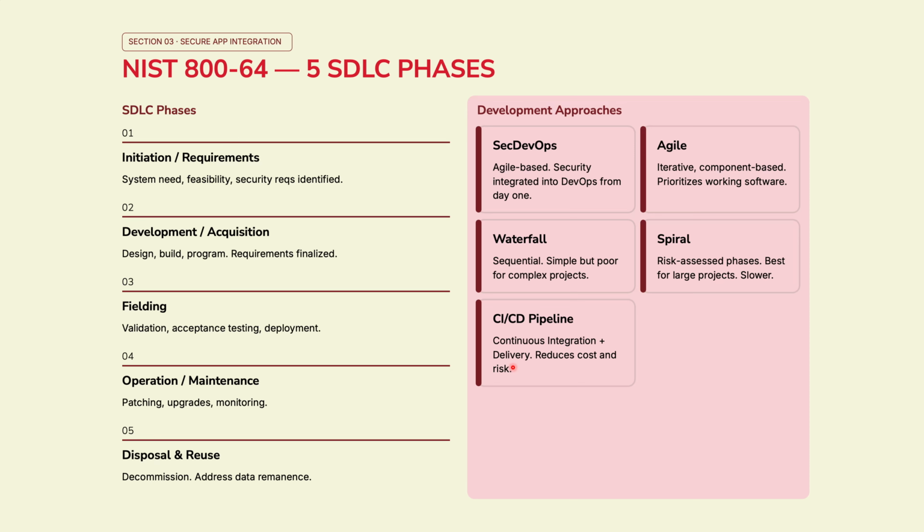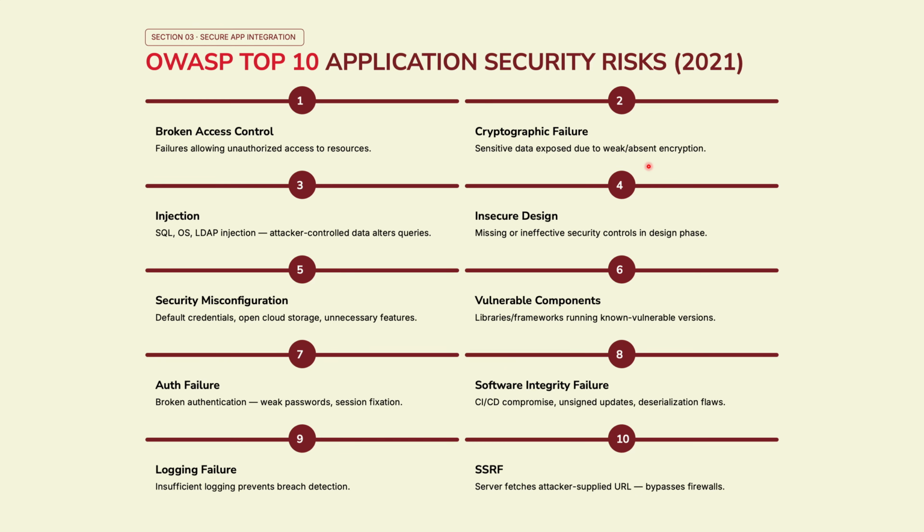Now, let's examine the next slide, the OWASP Top 10 application security risks. Obviously, each one of them requires in-depth reading, practicing, and learning. But we're going to cover just the basic things. Starting first with broken access control, which basically is failures allowing unauthorized access to resources.